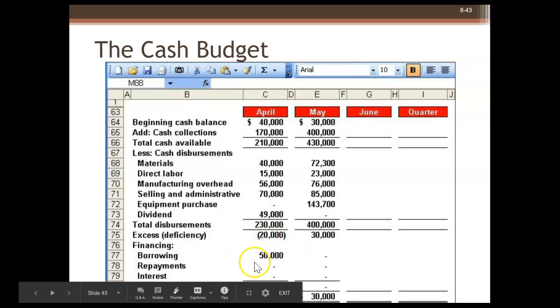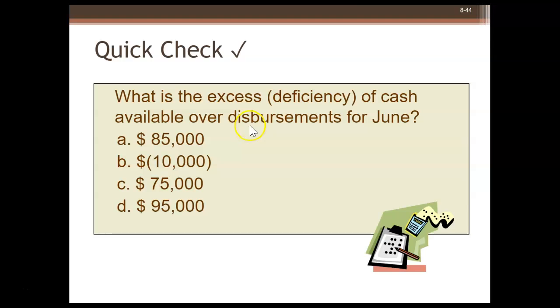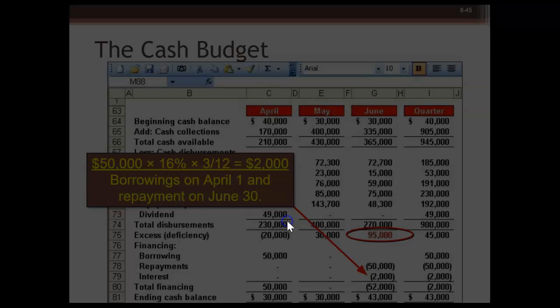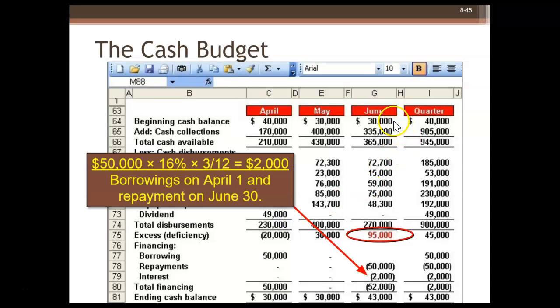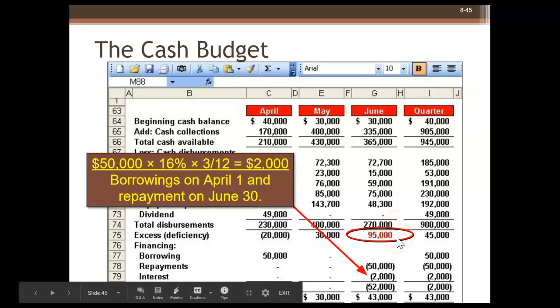But we don't have enough money to pay back the $50,000 that we borrowed. So what is the excess deficiency available for June? Pretty simple. Take what you started with in ending May becomes beginning of June. Add your collections, which will be given to you. That's $365,000. Add up your disbursements, which is $270,000. And we're going to have $95,000 left over. Fantastic. We now have enough money to pay the $50,000 and still have $30,000 left over.